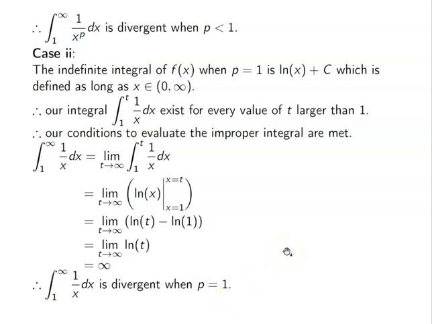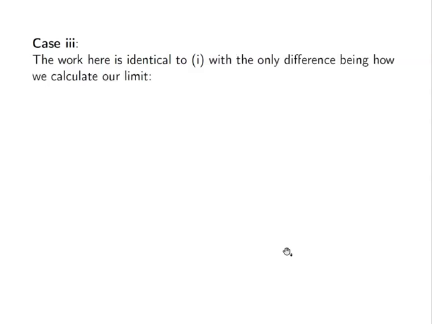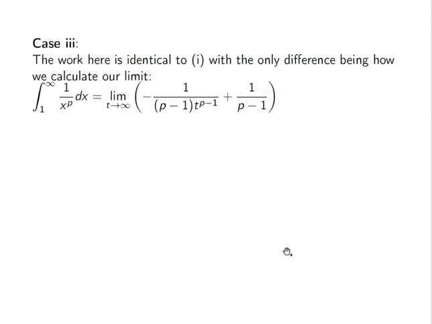Okay, so out of our 3 cases, so far 2 are divergent. It's very possible that this last one is divergent as well, so let's look at it here. The work is identical to the first part. The only difference is how we're going to calculate our limit. The integral from 1 to infinity exists for all values after 1. The form of my integral is this thing, and remember we're taking the limit as t goes to infinity. It's the exact same work. The only difference here is that p minus 1 is now going to be positive, since p is larger than 1.